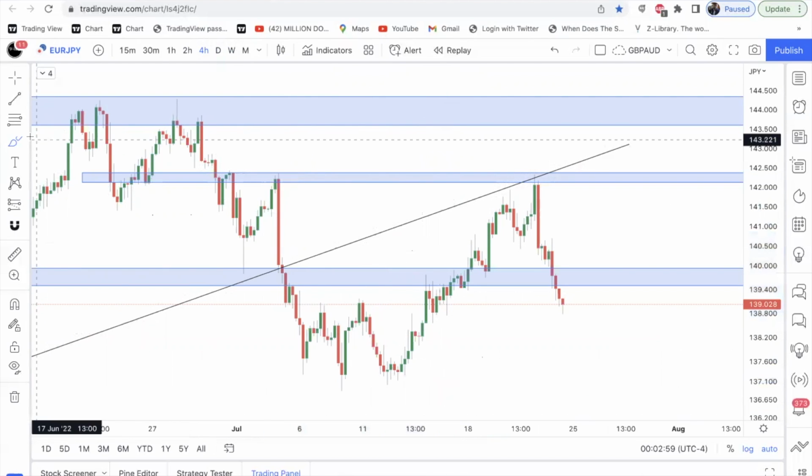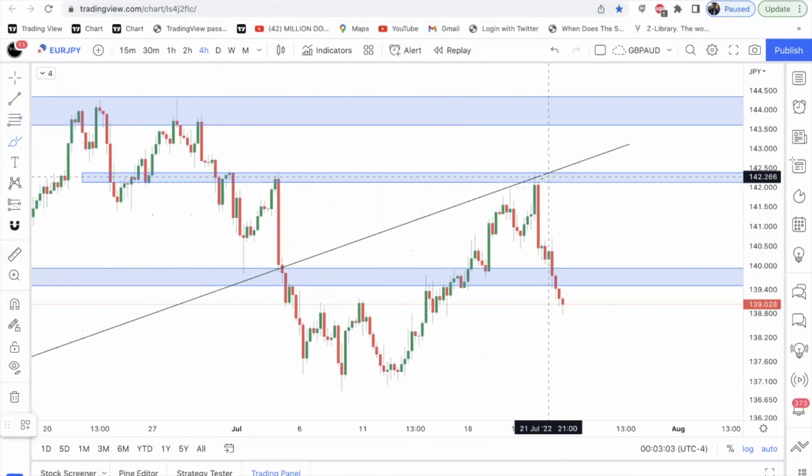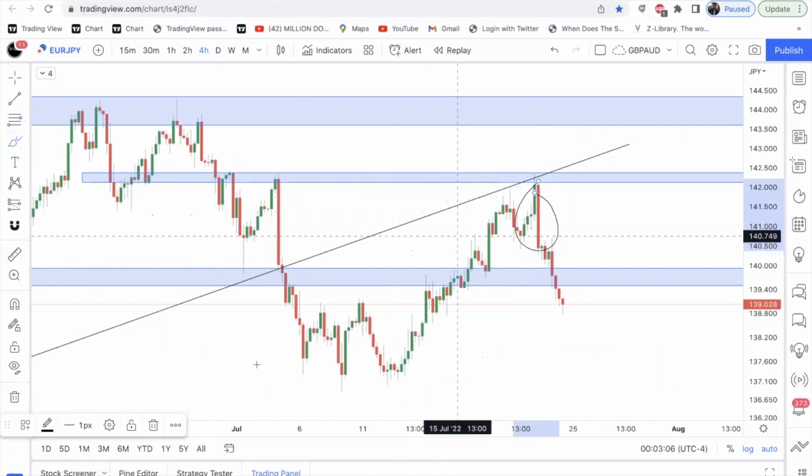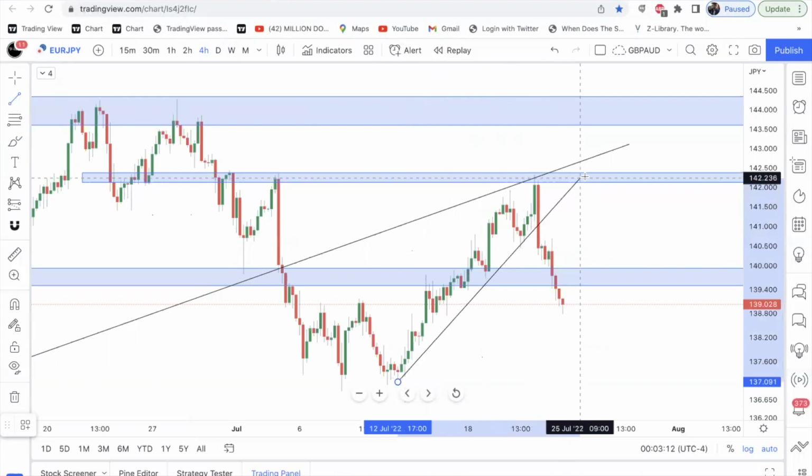All right, same type of rejection, right? Big bearish engulfing candle there on the 4-hour, big bearish engulfing candle here, right? So now just look to continue to ride this out.